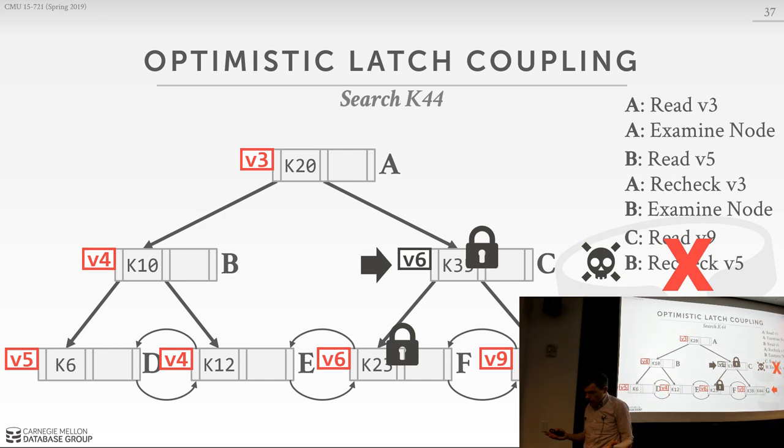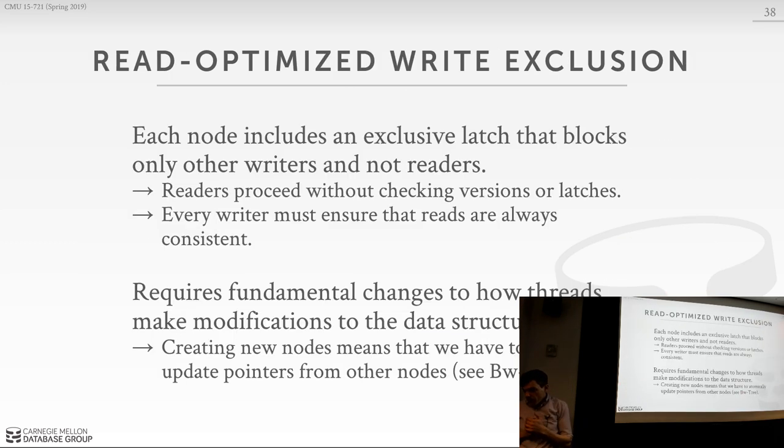This is like a false conflict, because these version numbers are too coarse-grained. The alternative would be what's called the read-optimized write-exclusion. And we're short on time, so I'm not going to go into detail. But basically, the idea is that every node is going to have an exclusive latch, and they're going to block other readers, but they're never going to block writers.